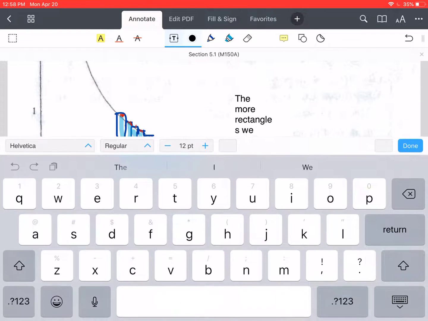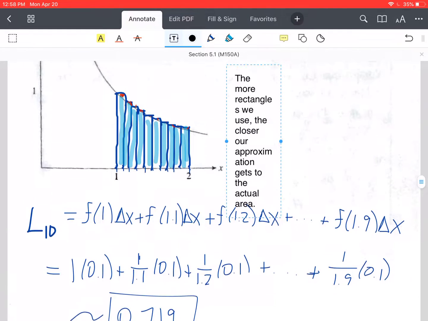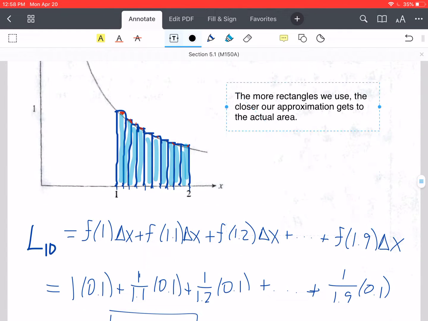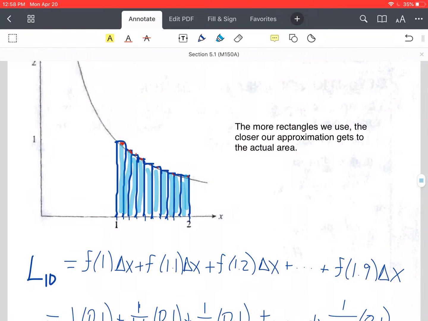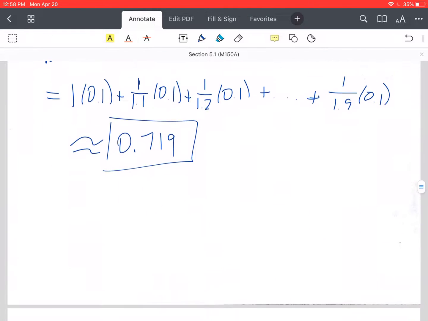Let me spread that out a little bit here. There we go. Okay, so if we used 10 rectangles instead of 5, we had a lot less extra space. Okay, if we were to double this again, 20 rectangles, 100 rectangles, 1,000 rectangles, we use more and more rectangles, at some point we're going to get really, really close to the actual area under this curve. Okay, and this is the concept that we're going to be applying to be able to find exact area under a curve. Okay, so let's go ahead and look at the next page here.